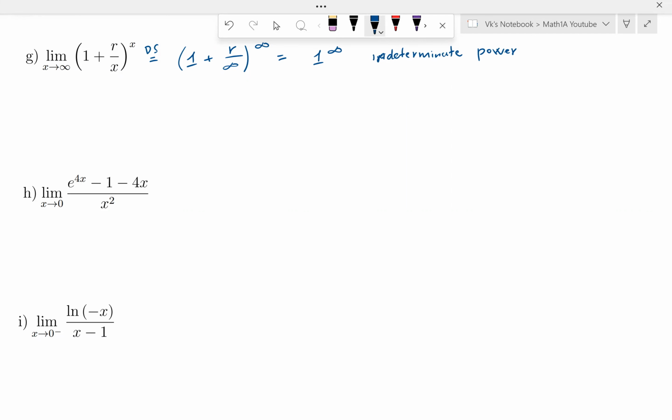In H, direct substitution: e to the 0 minus 1 minus 4 times 0, over 0 squared. So what we have here is 1 minus 1 over 0, which is 0 over 0. Indeterminate quotient.